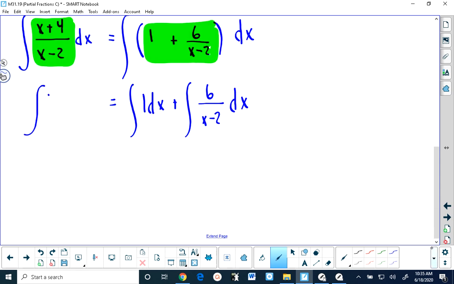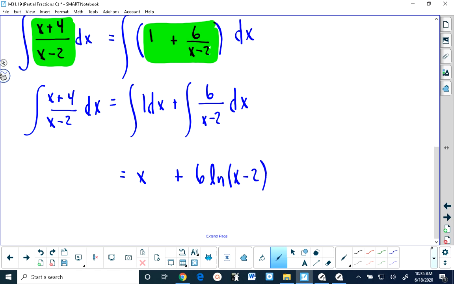So the integral of x plus 4 over x minus 2 dx is equal to the integral of 1 dx plus 6 over x minus 2 dx. Well, the integral of 1 dx is x. The integral of 6 over x minus 2 dx is 6 multiplied by the natural logarithm of x minus 2, and then you add your arbitrary constant. And we're done. This is the integral of x plus 4 over x minus 2 dx.